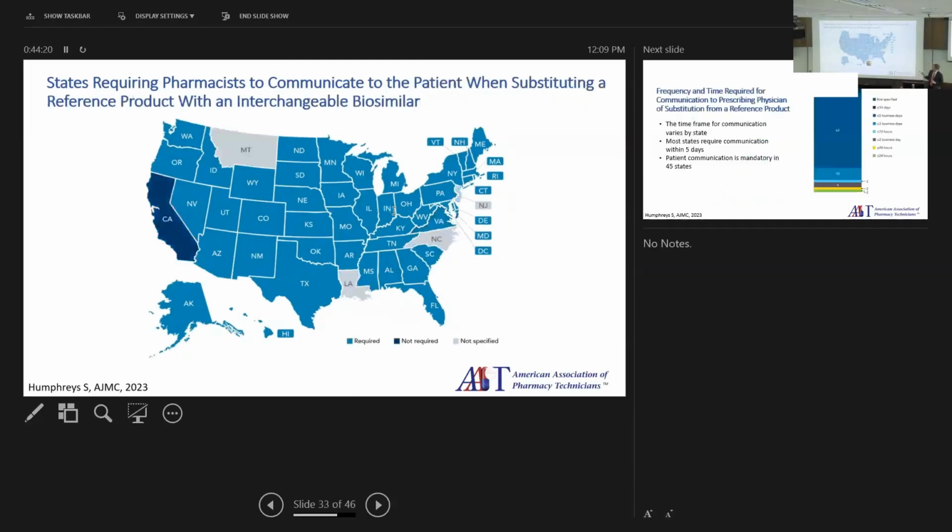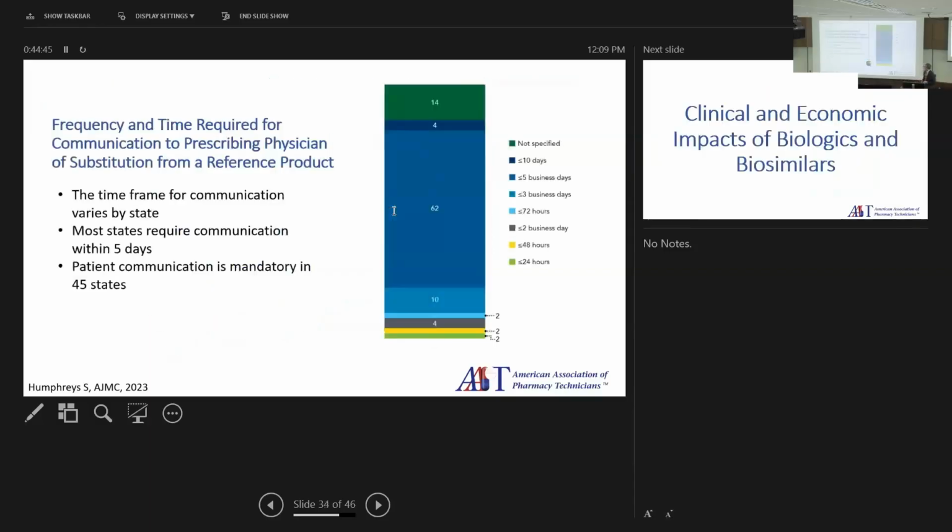And then some states, most states require you to at least notify the patient of the change from the biologic to the biosimilar. So California does not require you to let the patient know. And then several states, the ones in white, do not specify, but all the ones in light blue require you to notify the patient that you've made this switch from a biologic to a biosimilar.